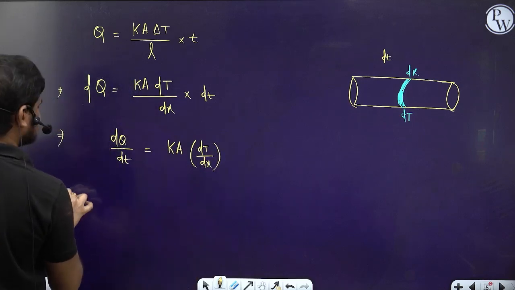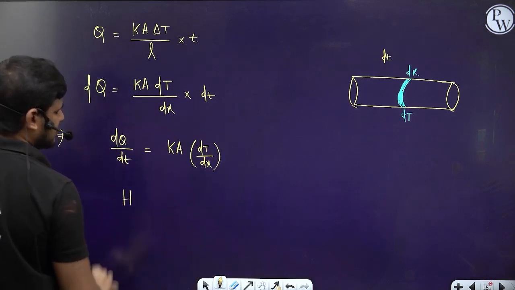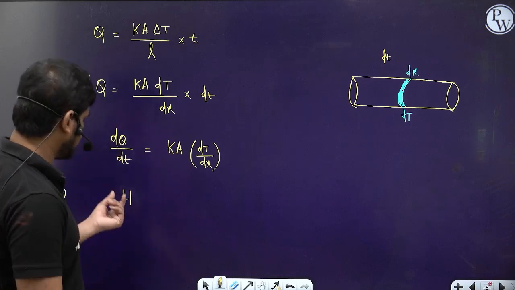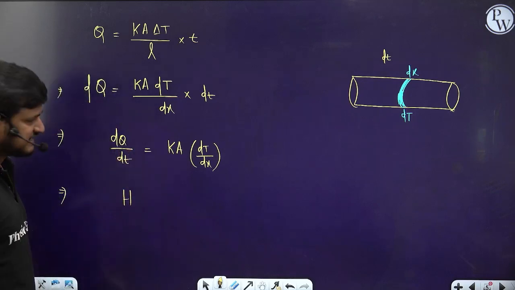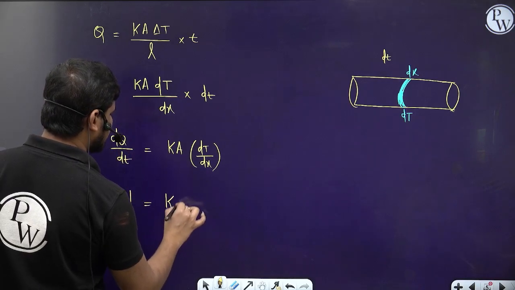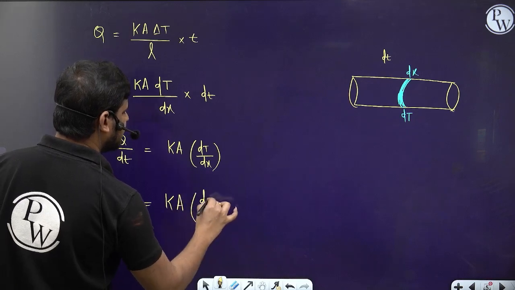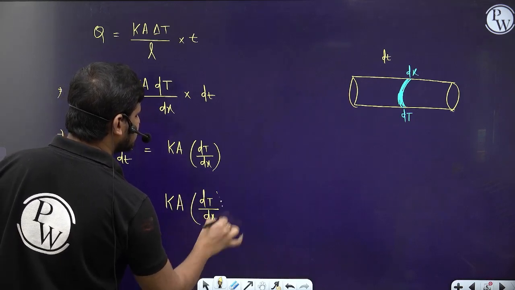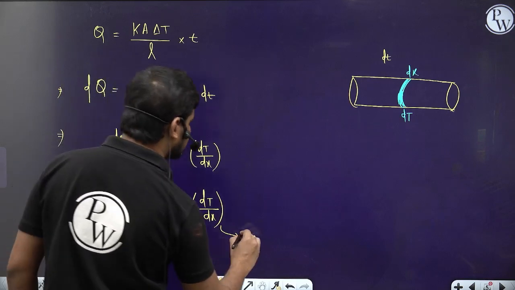So what is this dQ by dt? It is nothing but the rate of heat transfer, which is the heat current, equal to kA into dT by dx. This dT by dx is called the temperature gradient.